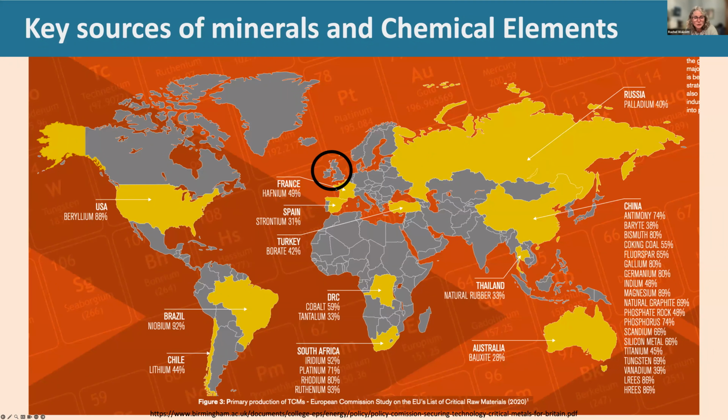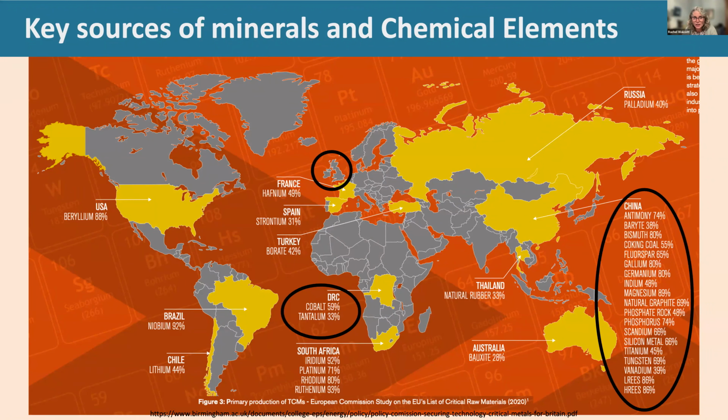So the takeaways from this map are, firstly, there's not much from the UK. Secondly, there's quite a lot from places like China in particular, and DRC, that's the Democratic Republic of Congo. And this has some problems, as we're discovering. And I thought I would focus on the supply chain related to three different minerals. One of them is tantalum.